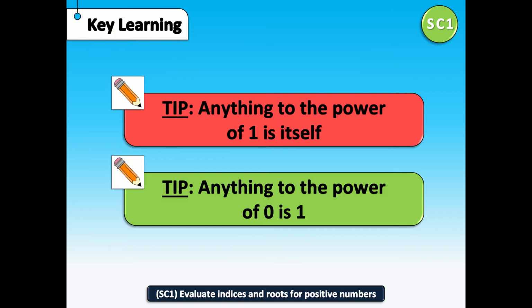Two key points are these. Anything to the power of 1 is that number itself. So 2 to the power of 1 is 2, 5 to the power of 1 is 5, and 7 million to the power of 1 is still 7 million.